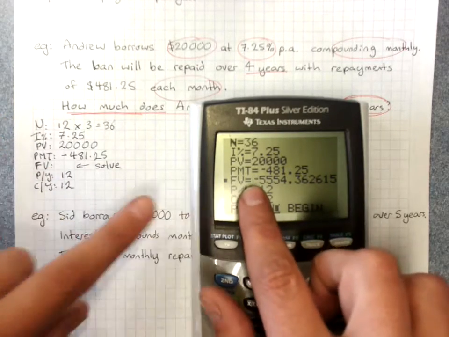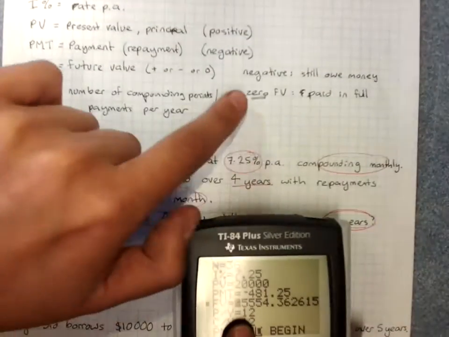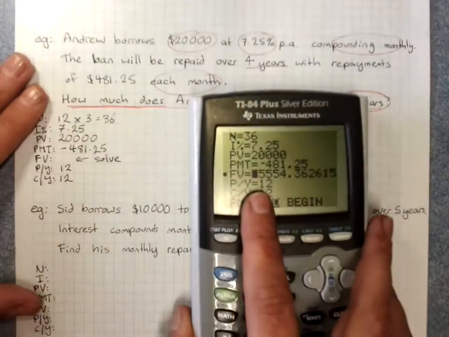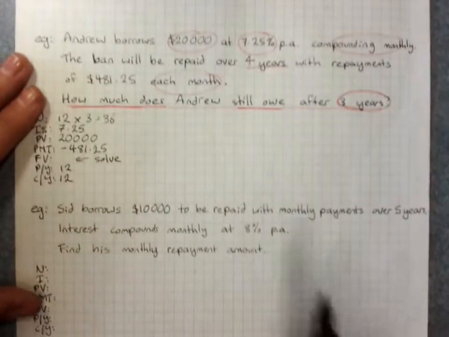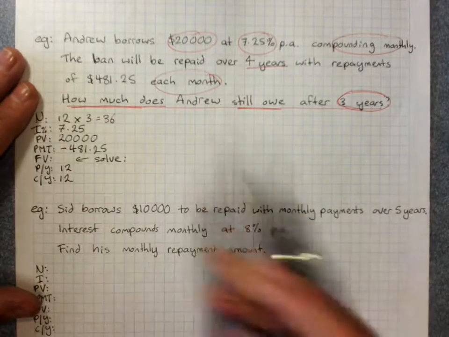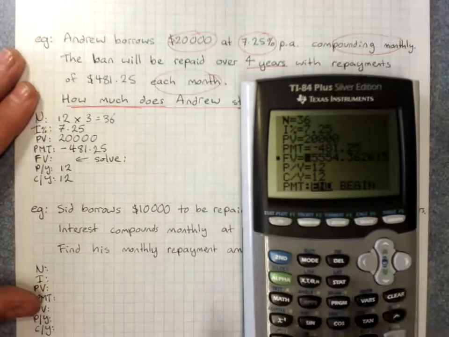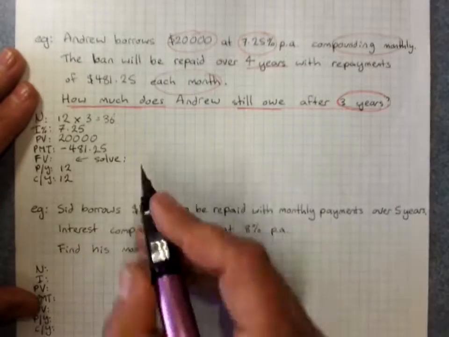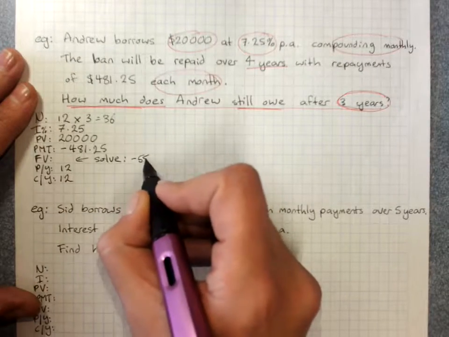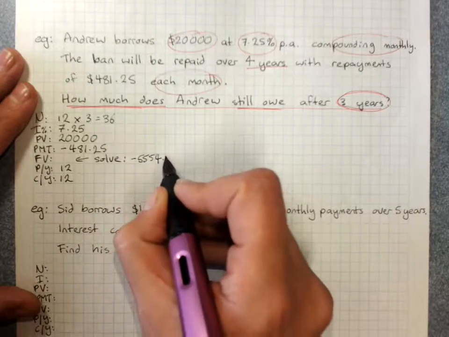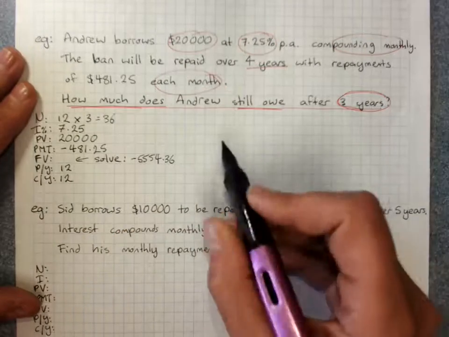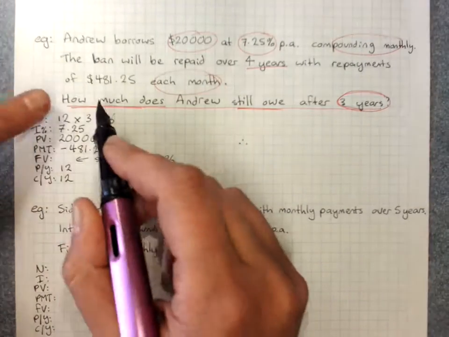A negative future value says we still owe money. So we write after the solve what our value was. Negative 5554.36, rounding to 2 decimal places, and a word answer.